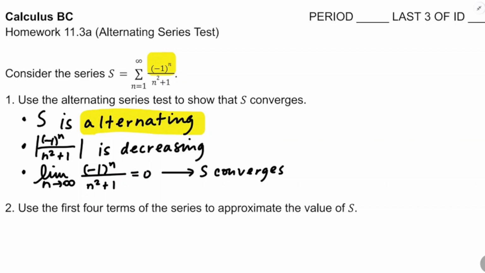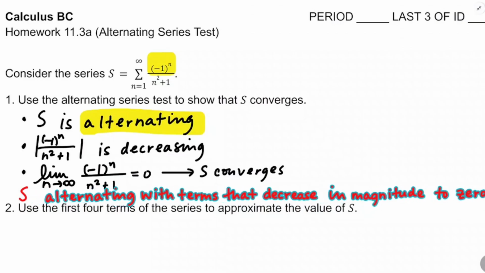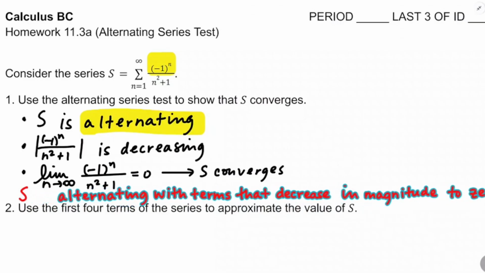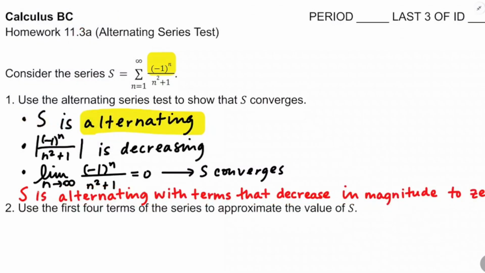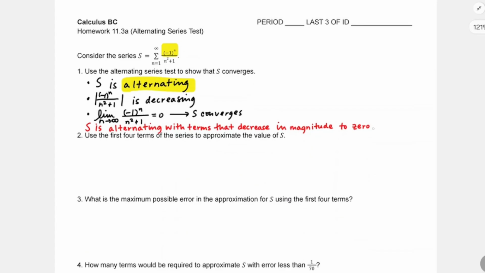Alternatively, we do have the option of just writing the one sentence, if we remember the words right, and I've got it just ready here. S is alternating with terms that decrease in magnitude to 0, and there I wrote it in, and there you go. That's also an option for how you can use the alternating series test. I'll probably just be using the sentence because I've got it on the clipboard ready to write.